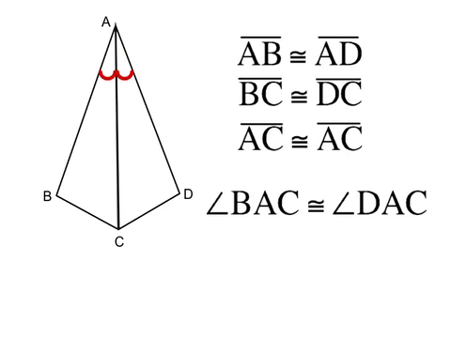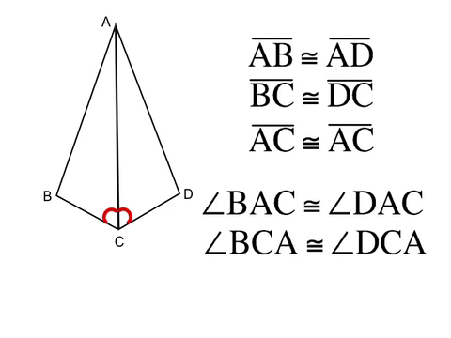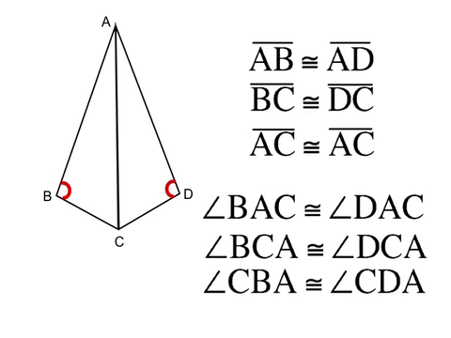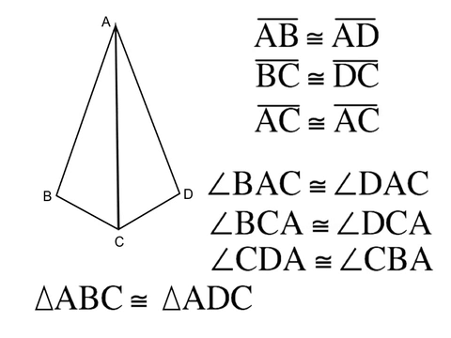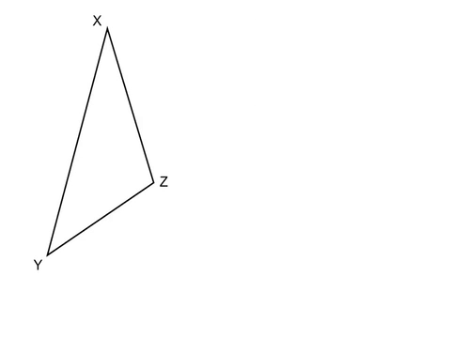And for the angles, we have angle BAC congruent to angle DAC, angle BCA congruent to angle DCA, and angle CBA congruent to angle CDA. And that allows us to make this statement of congruence for the 2 triangles. Triangle ABC is congruent to triangle ADC.